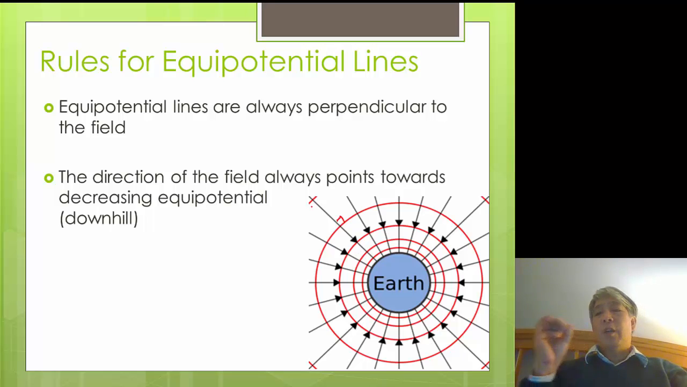And the direction of the field, your gravitational field or electric field, must always point towards decreasing equipotential. So if I was to label these numbers, this one could be minus 10, and then it would be minus 20, minus 30, and this one all the way here would be minus 40. That is decreasing potential. And I also get that from the graph that I talked to you about, the graph that I suggested that you memorize.